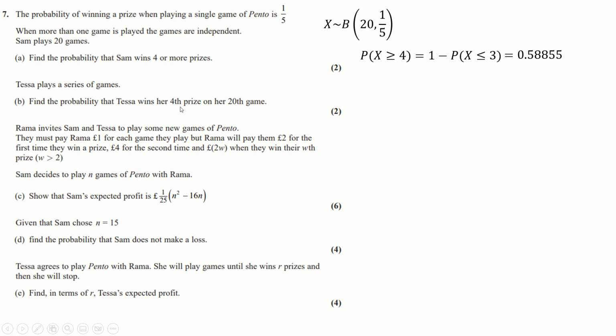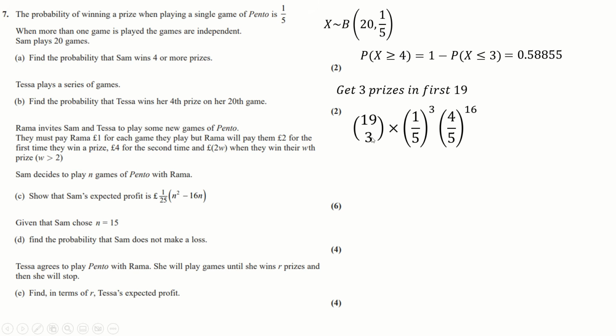Find the probability she wins on her 4th prize. You could use an intelligent distribution here, but just to add a bit of flair, let's think it through. All we really need is for her to get 3 prizes somewhere in the first 19 games. So that's going to be 19 choose 3, because she can get them anywhere, times a fifth to the power 3, because she's definitely winning 3 times, times 4/5 to the power 16, because she's definitely losing that many times. And then after she's definitely got 3 prizes somewhere in the first 19, we need the 20th to be a win. So she gets the 4th win on the 20th go, which has probability 1/5. So we just times by another fifth, and we get this as our answer there.